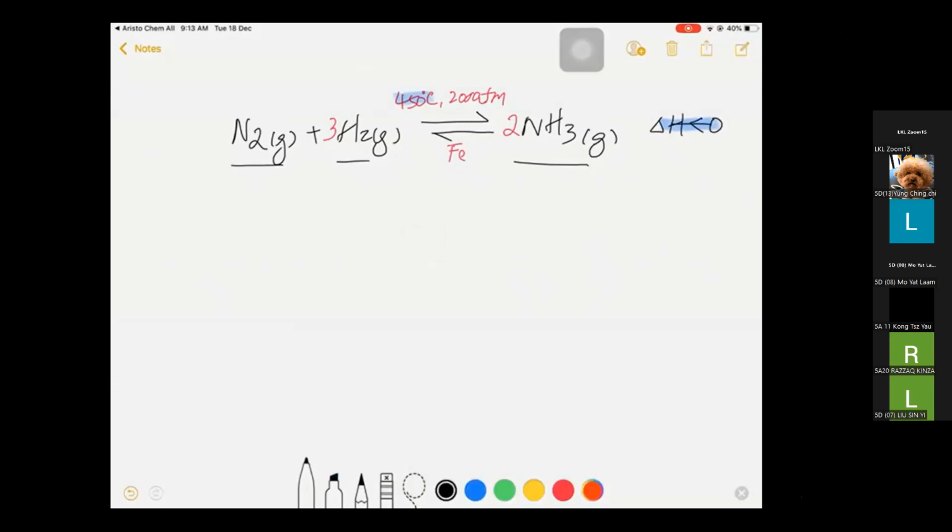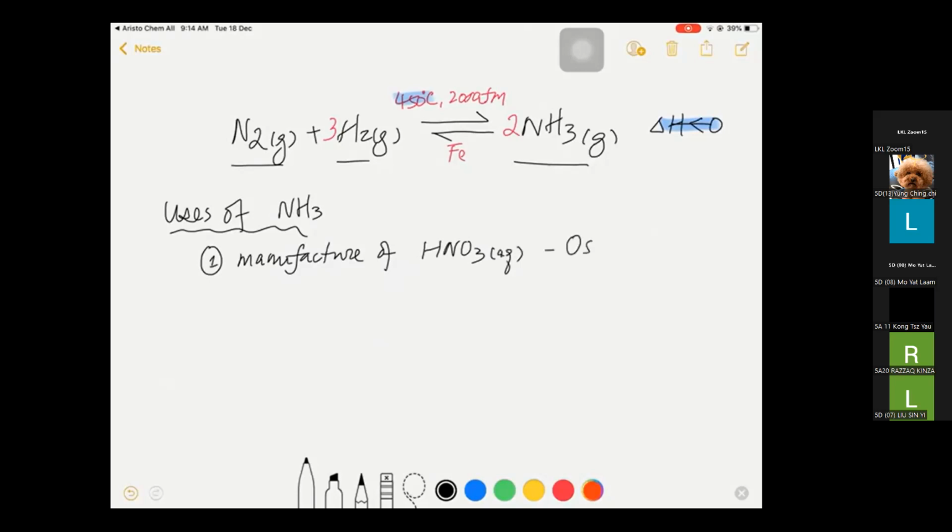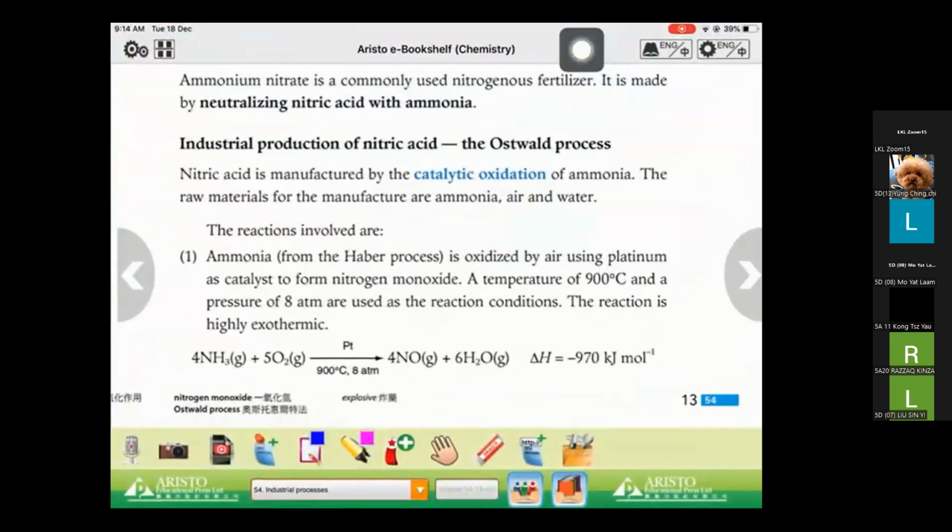Now let's continue to talk about the use of ammonia. As I mentioned before, the scientists got the Nobel Prize. Why? Because of the use of ammonia. There are several uses. The first one is the manufacture of nitric acid. By using ammonia, it can be used to manufacture nitric acid. The name of the process is called the Ostwald process. Maybe you can take a look at your textbook. The Ostwald process is the manufacture of nitric acid.